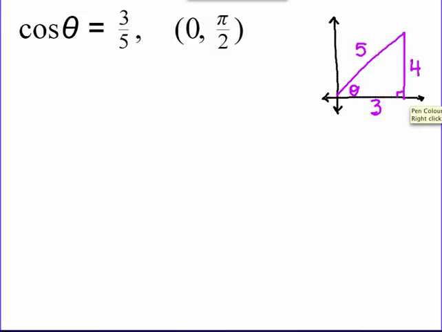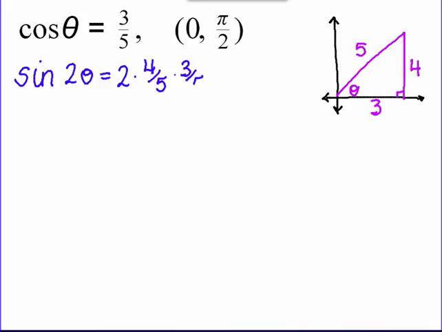Here we go. So sine of 2 theta equals 2 times sine of theta cosine of theta. What's sine of theta? 4 over 5. Cosine of theta is 3 over 5. So 2 times 4 times 3 over 25 is 24 over 25. Good. So there's sine of 2 theta. Okay. Cosine of 2 theta.